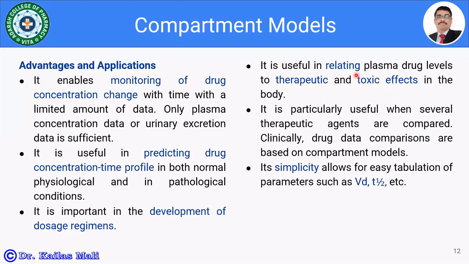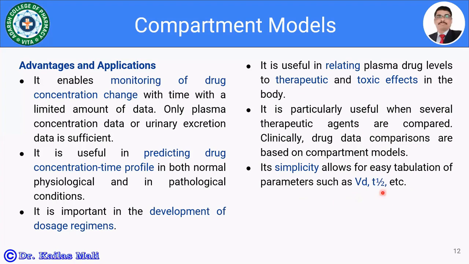It is useful in relating plasma drug levels to therapeutic and toxic effects in the body. So it is possible to relate the plasma concentration of the drug with the pharmacological response, that is the therapeutic effect, as well as with the toxic or adverse effects of the drug. It is particularly useful when several therapeutic agents are compared. Clinically, drug data comparisons are based on compartment models. Its simplicity allows easy tabulation of parameters such as VD and half-life and so on.